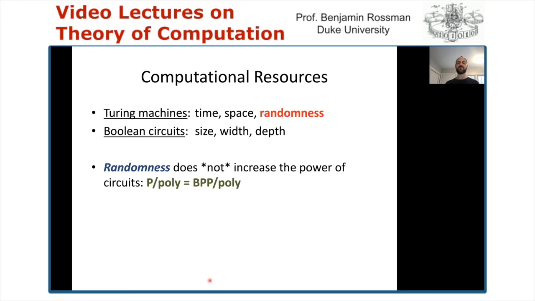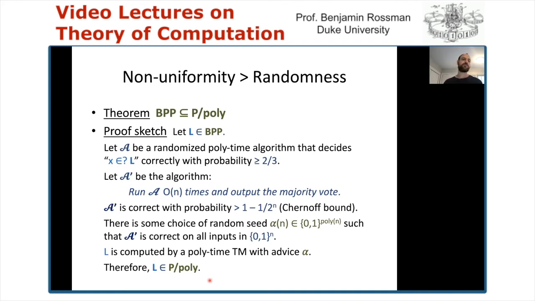So randomness is an interesting resource in the setting of Turing machines, in the setting of uniform complexity theory. It turns out that in the setting of non-uniform Boolean circuits, randomness does not increase their power. So you can show that P/Poly equals BPP/Poly, in the non-uniform setting. And I'll give a very quick sketch of how the proof of that result goes. Let's just show that uniform BPP, the class that you've encountered so far, so randomized polytime algorithms, is contained in P/poly size circuits. You can also think of this result as saying that non-uniformity is more powerful than randomness. So here's a sketch of the proof.